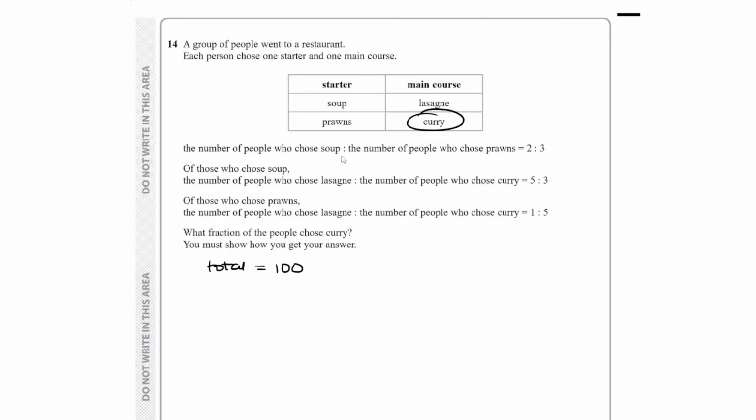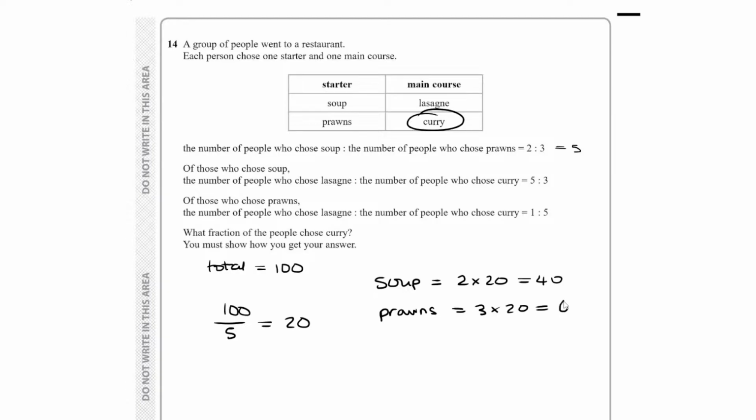So let's do this ratio. Soup to prawns, adding it up, you get 5. 100 is divisible by 5, so that's quite good. That's 20 per part. So soup would be 40 people, or if you want to think of it as a percentage, 40%. And prawns would be 3 times 20, which is 60 people.